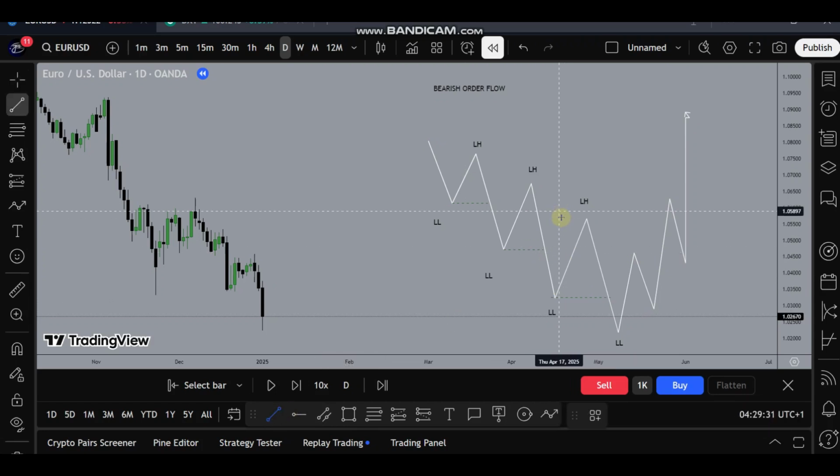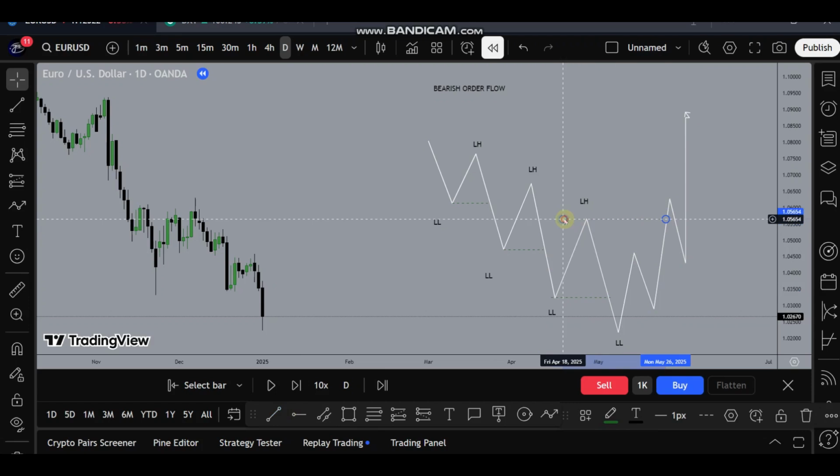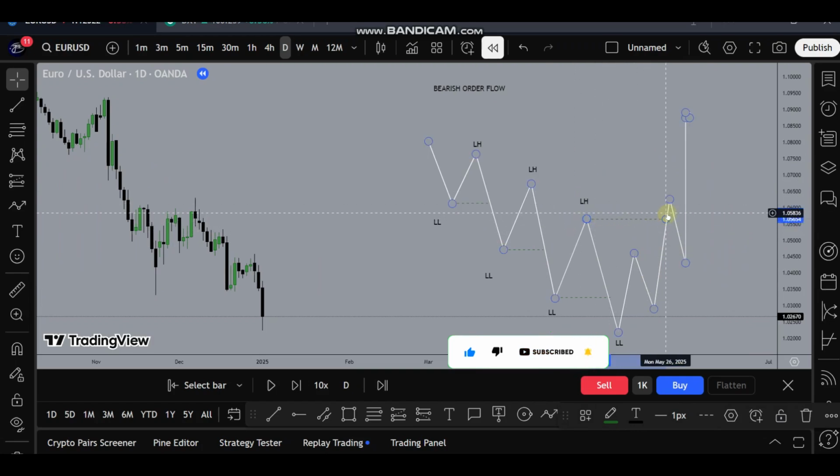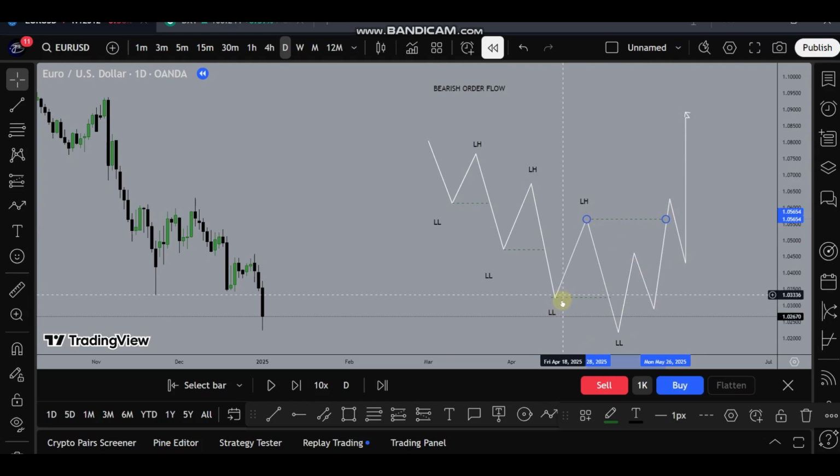Then what I have here is shift in order flow or change of character. In my next video, I'll be talking about shift in market structure, the difference between shift in market structure and change of character. So this is where I have shift in order flow or change of character. This guy here, because between this low and this low, where is the highest high? Here. Until price breaks this highest high, that's when we have shift in order flow.